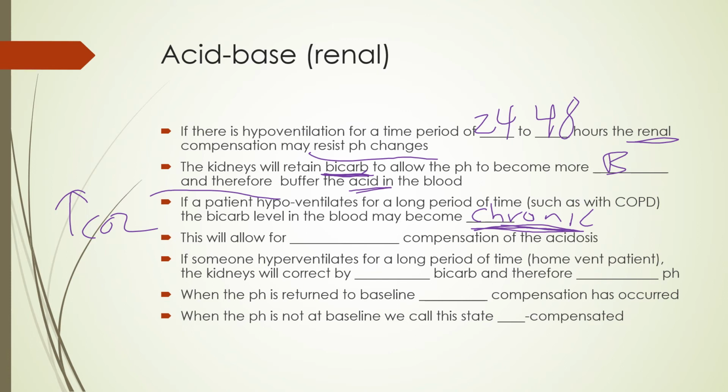So this will allow for, guess what? Chronic compensation of the acidosis. So continual compensation or chronic compensation of the acidosis, right? So the idea here is that we're going to ultimately correct their pH by just producing more bicarb, because ventilation is not an option for this person with emphysema. They're going to do as much as they can, but that organ system needs some help, and the kidneys are going to kick in to help, right, compensate for this.